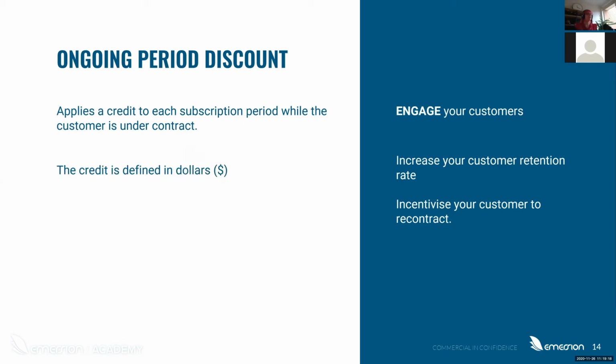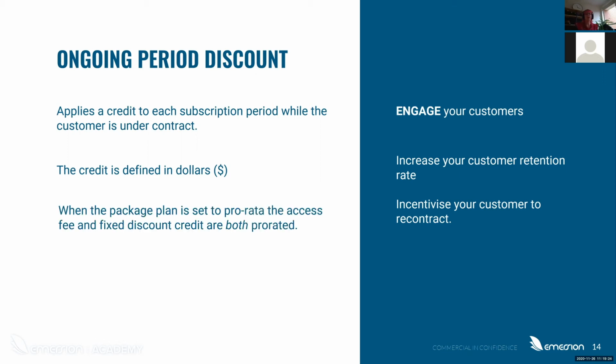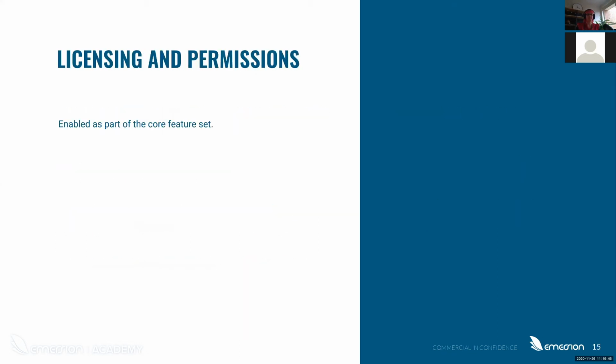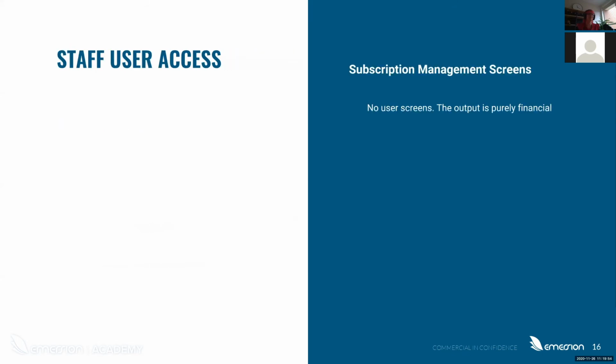With this one, the credit is defined in dollars. And when the package plan is set to pro rata, both the access fee and the discount are prorated. I set up a test case for this a couple of days ago, so I could actually show you that one. The other thing to note on this particular feature, the ledger code is predefined. Now with this one, it is available to everybody. It's enabled as part of the core feature set. You do not need to do anything else. And the output is purely financial.